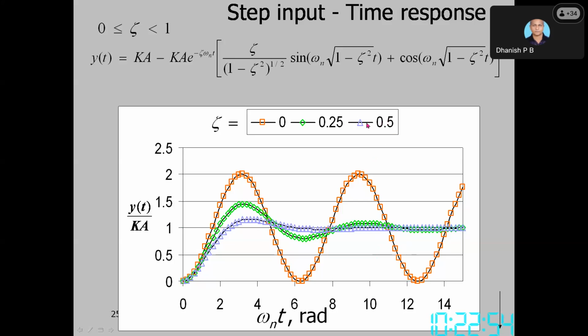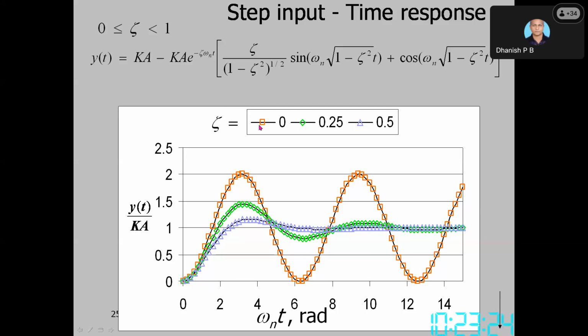And if more damping, say zeta equal to 0.5, by the time omega n t is somewhere here, 5, it is almost close to 1. Okay, it is just very small oscillations. Practically, you can't see. So it increases slightly and then comes down. It increases beyond 1 and then comes down to 1.